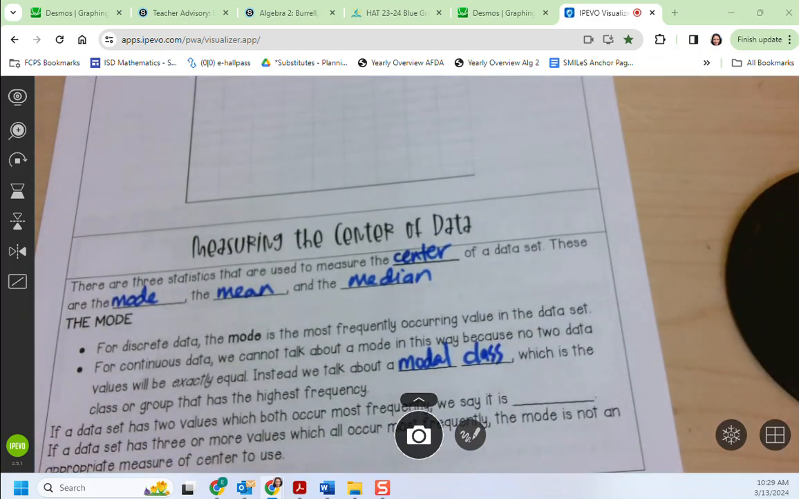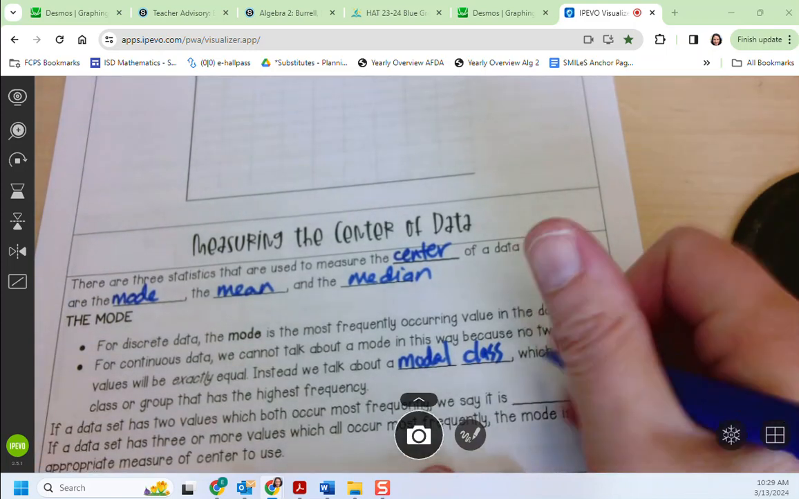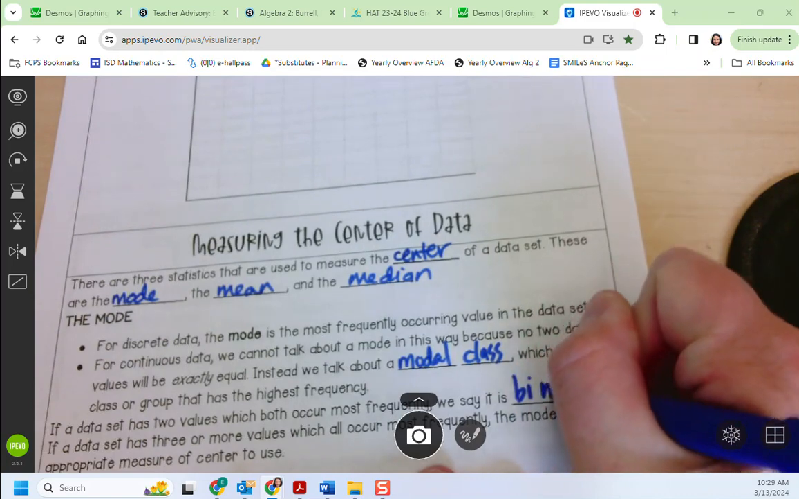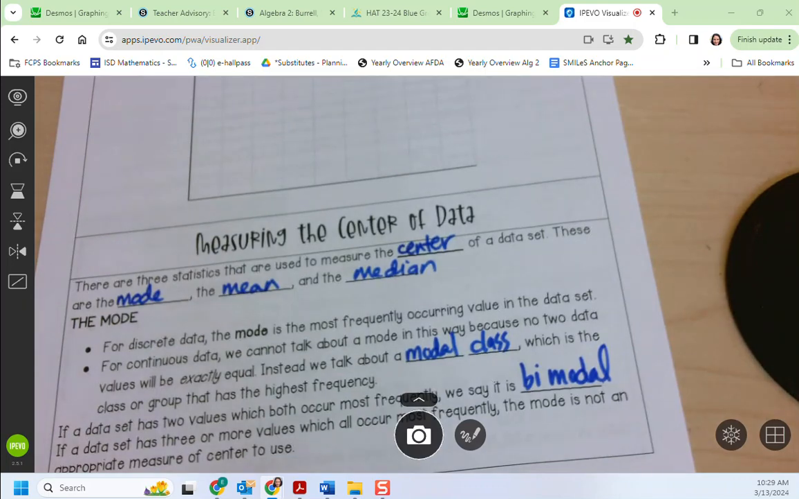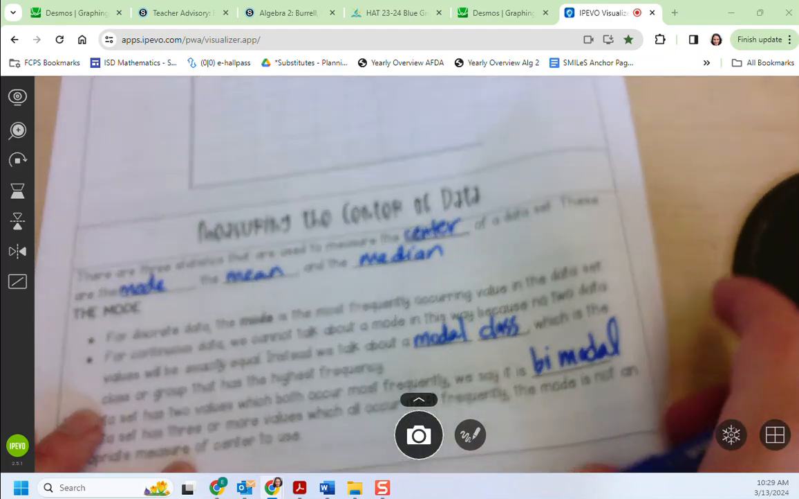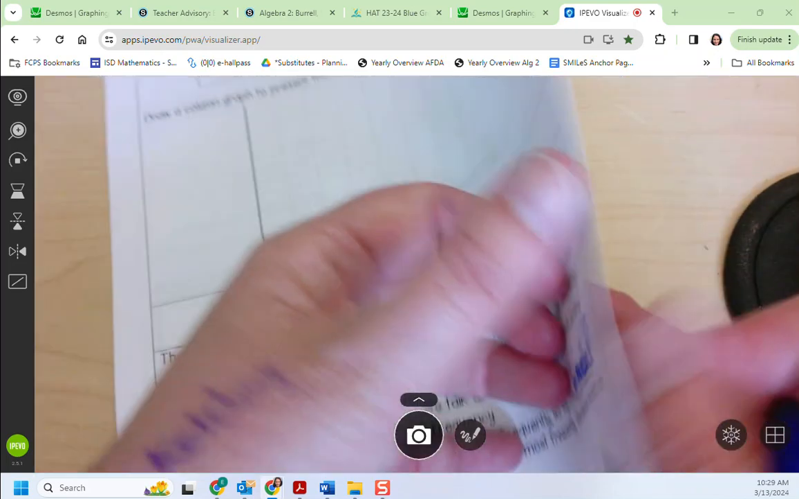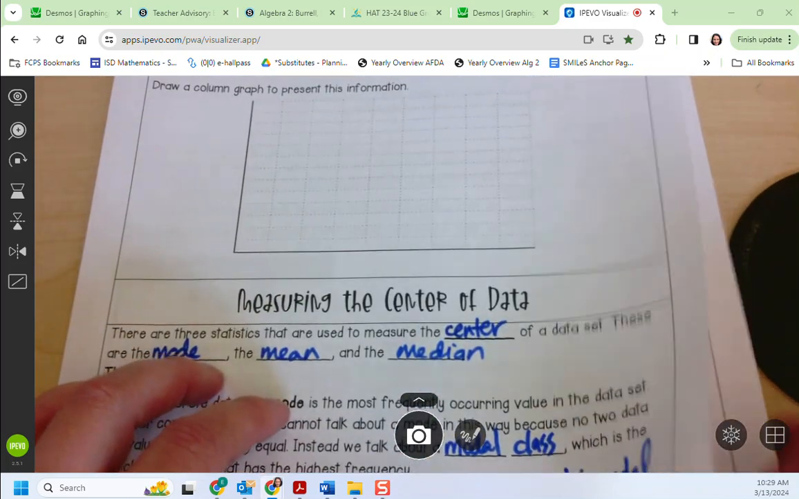If a data set has two values which occur the most frequently, like there's a tie for first place, then we can say it's bimodal. Just means it has two modes. If a data set has three or more values which occur most frequently, then the mode is not an appropriate measure of the center. Okay, bimodal.